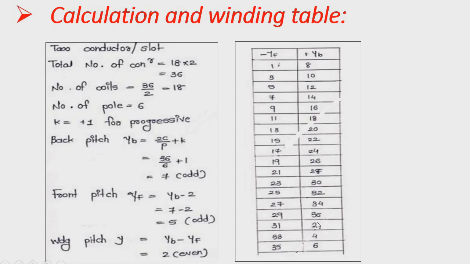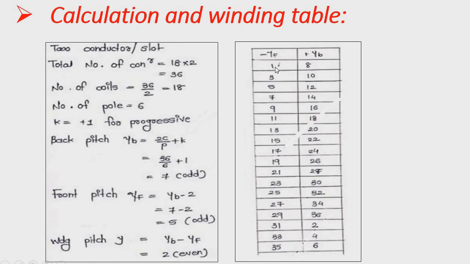But we know that the total number of conductors is 36. So subtract this total number from the 38. So 38 minus 36 is equal to 2. Again, this is actually 38. So 38 minus 5 is equal to 33. 33 plus 7 is equal to 40. And 40 minus 36 is equal to 4. Same, 35, and this is 6.